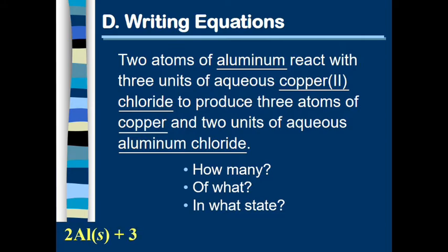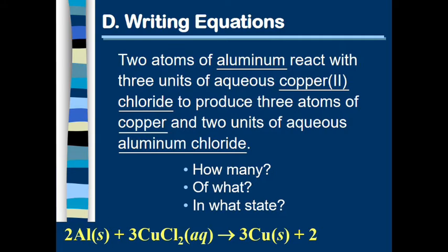Reacts with 3 copper 2 chloride. You have to cross over charges for the copper 2 chloride to get the formula, CuCl2. Aqueous is given, that's AQ. To produce, there is our arrow, and it is 3 atoms of copper. Again, phase isn't given, so you go with solid. And 2 aluminum chloride units.